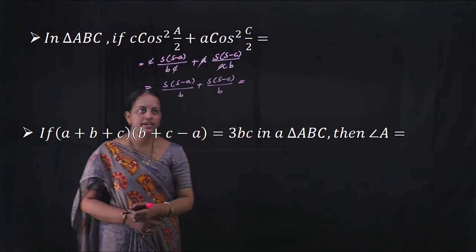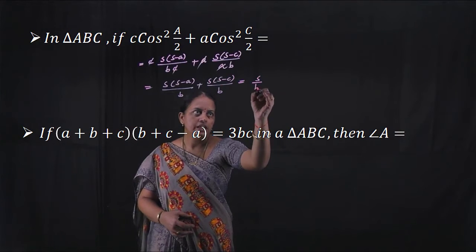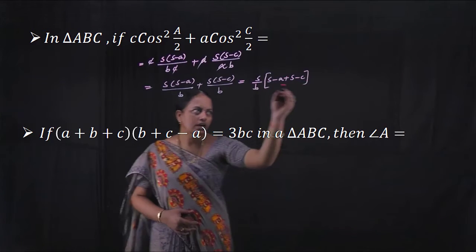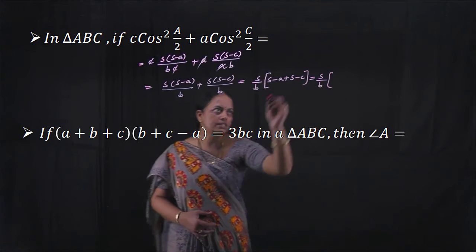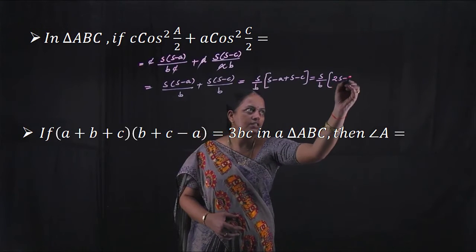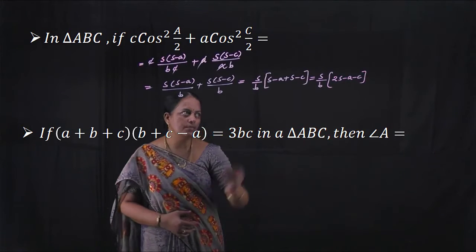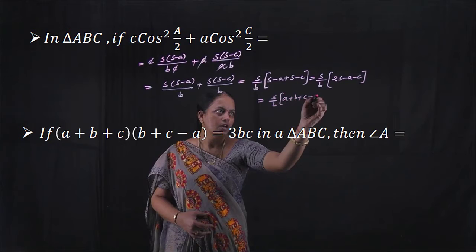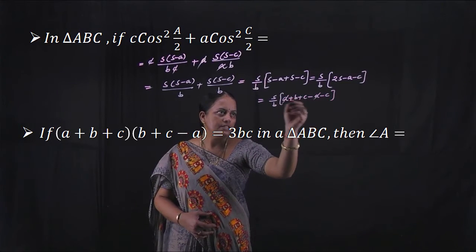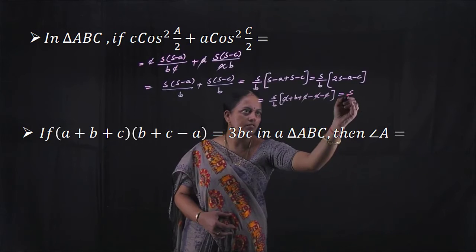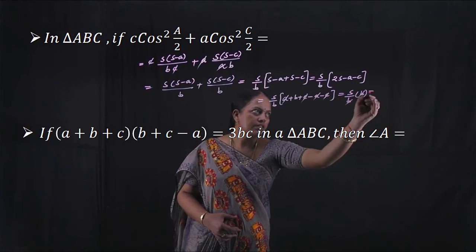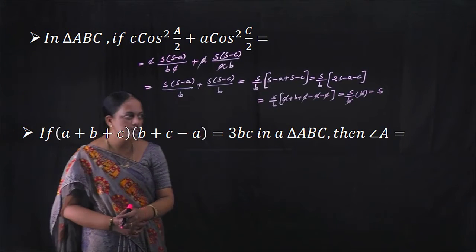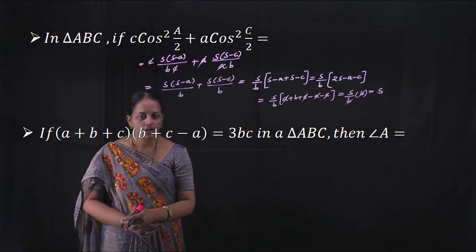From these two terms, we can take s by b as common. So, s by b into (s minus a plus s minus c), which is equal to s by b into (2s minus a minus c). So, this is equal to s by b into (a plus b plus c minus a minus c); a minus a gets cancelled, c minus c cancels. This is equal to s by b into b, b gets cancelled, which is equal to s. Therefore, c cos square A by 2 plus a cos square C by 2 is equal to s. This is one of the important models.